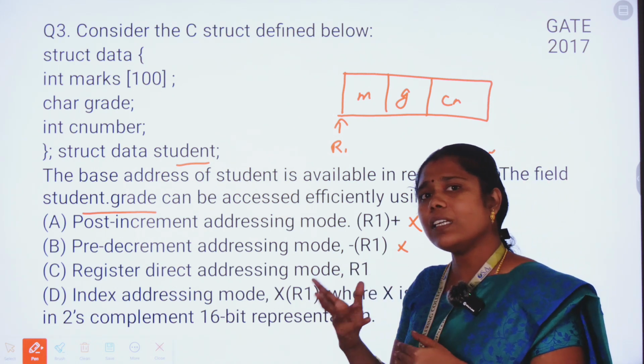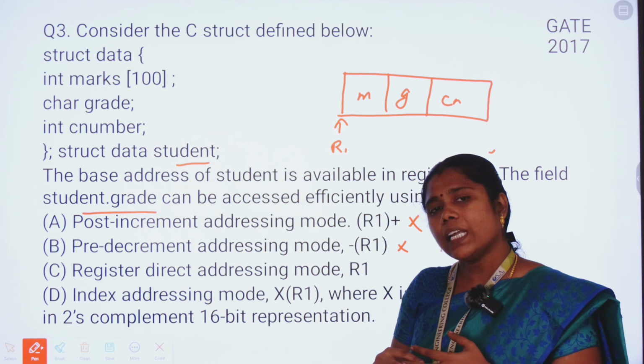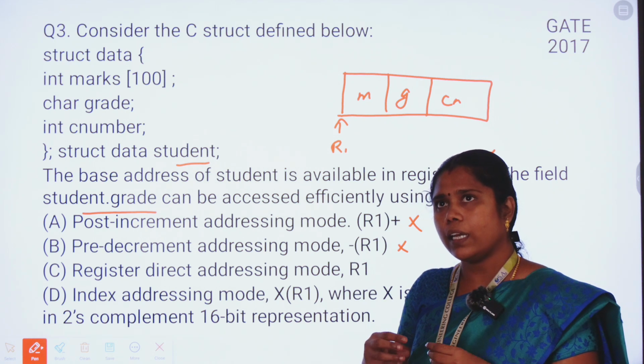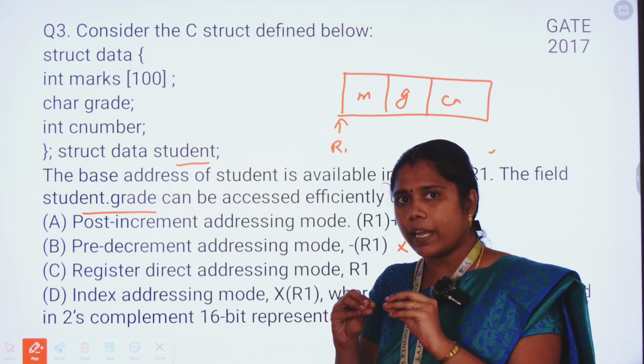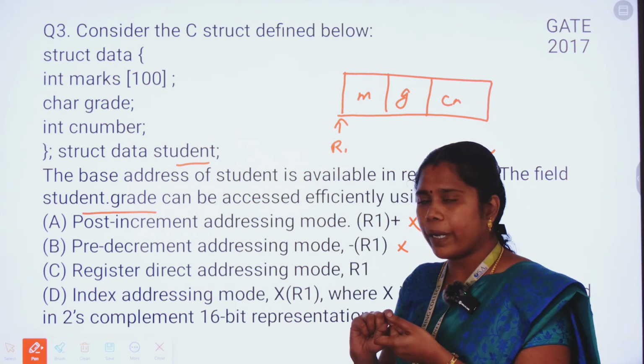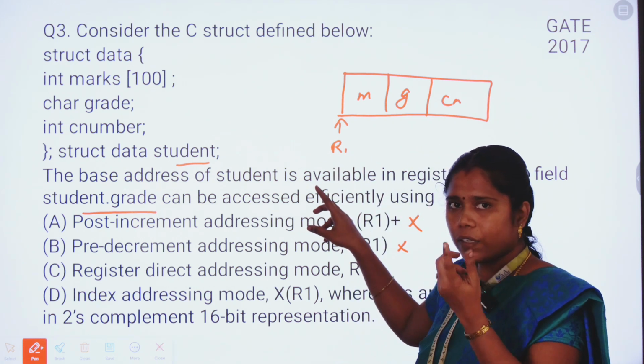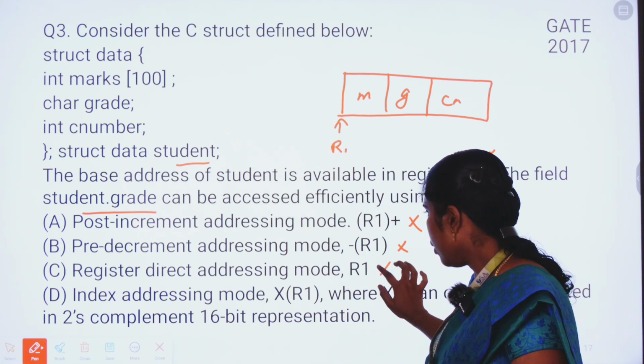Third one, register direct addressing mode. Register direct addressing mode means, as we have seen earlier, we are given the register value, and from that register you can take the operand. Here it is given the base register, so we could go only to the marks. So that also cannot be considered.